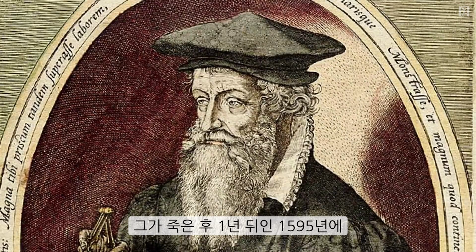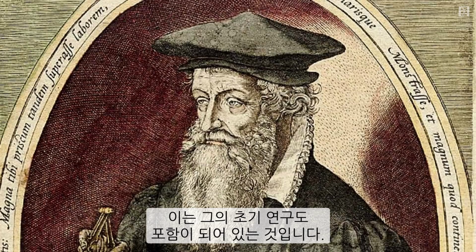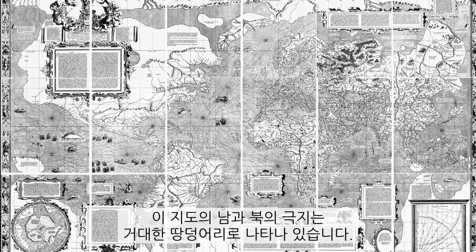A year after his death in 1595, Mercator's family compiled his life's work into an atlas, which contained his earlier works. Here is one of his atlases produced in 1569. The map's polar extremities of north and south are represented by huge bodies of land.